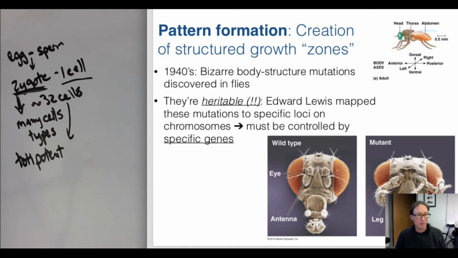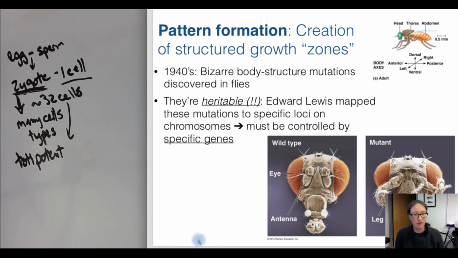So I want to talk a little bit more about these pattern formation genes. These are genes that are involved in the establishment of structured growth zones. The way these were discovered is kind of cool. Back in the 1940s, when geneticists were just bombarding flies with X-rays to create mutations, they discovered a category of mutations that were very strange body structure mutations.